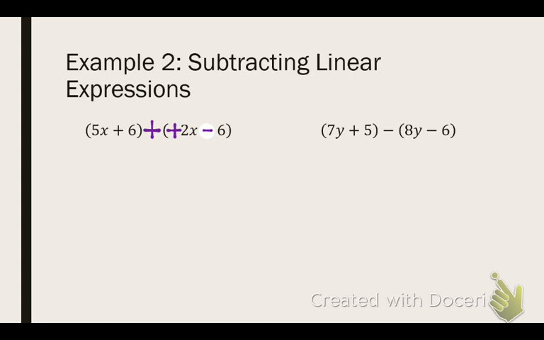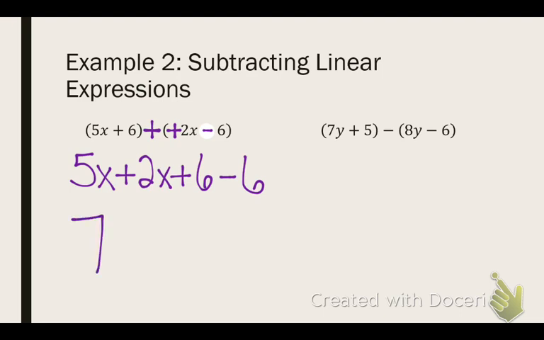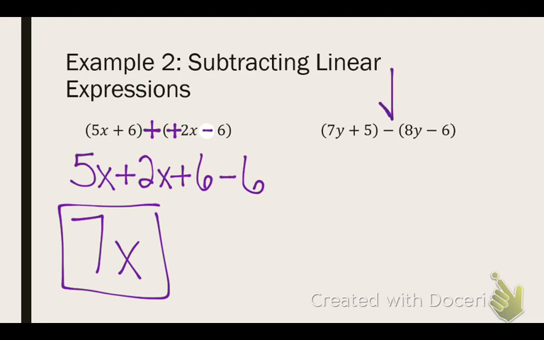Now we're going to use the commutative property. 5x. What am I going to put next to 5x? Plus 2x plus 6. And then what goes after the positive 6? Minus 6. All right, you go ahead and simplify that. What's 5x plus 2x? 7x. What's 6 minus 6? 0. So my answer is 7x. All right, go ahead and try the second one. We see the subtraction sign, so we know what to do.